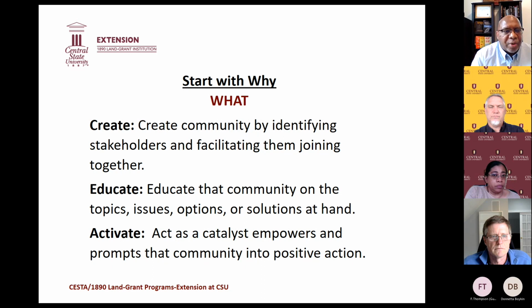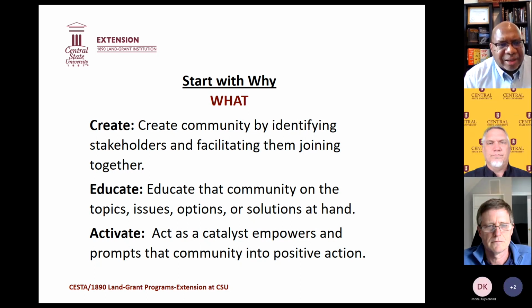Then once you create that community, you're looking to educate. You want to educate that community on various topics, issues, options, or solutions that are available to them, and that comes from really a two-way street, back and forth, in terms of asking questions, responding to questions, just sharing information, things of that nature. Trying to find out what's really going on, what people really want, what people really need, and then offering some guidance to that.